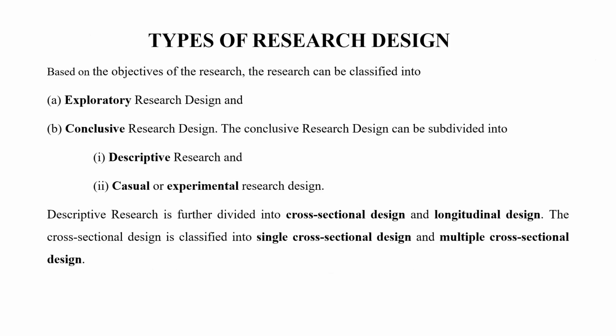There are two types of research design: exploratory research design and conclusive research design. The conclusive research design itself we divided into two categories, that is descriptive research and causal or experimental research design. The descriptive research is further divided into two categories, that is cross-sectional design and longitudinal design. The cross-sectional design is also classified into two categories, that is single cross-sectional design and multiple cross-sectional design.